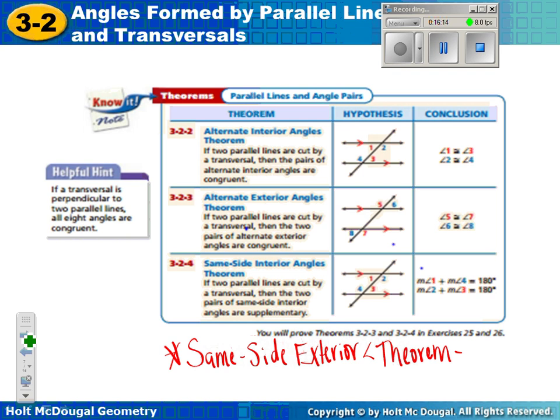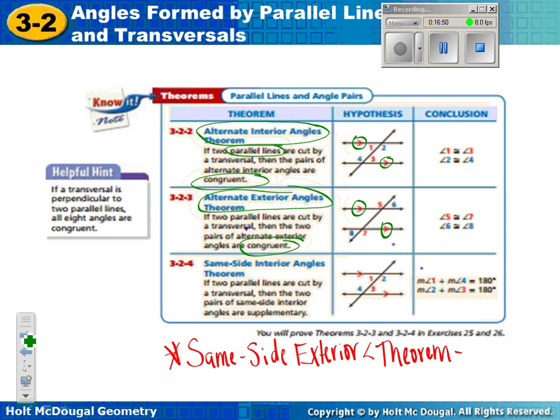So here's some things to point out. First of all, the alternate interior angles theorem basically says if you have parallel lines, so again today, everything is about whether or not the lines are marked parallel. If you have parallel lines, what's going to be true about the alternate interior angles? They're equivalent. They are congruent. The alternate exterior angles theorem says if you have parallel lines, the alternate exterior angles are going to be congruent.